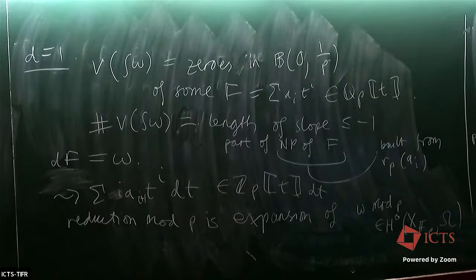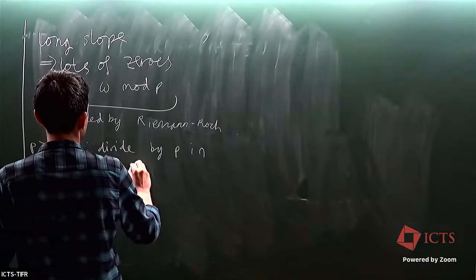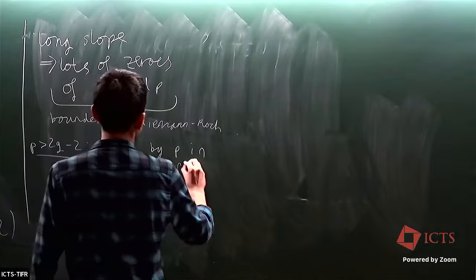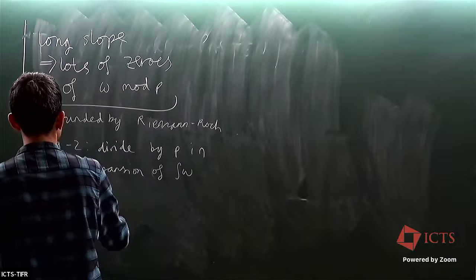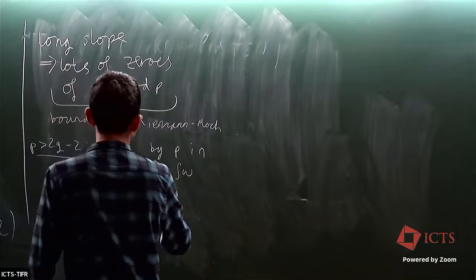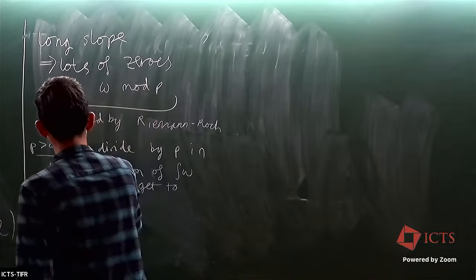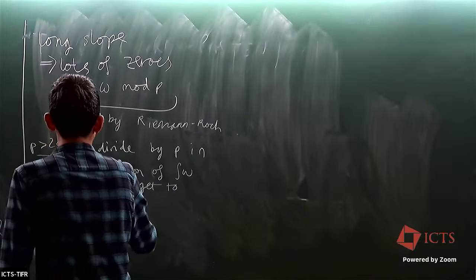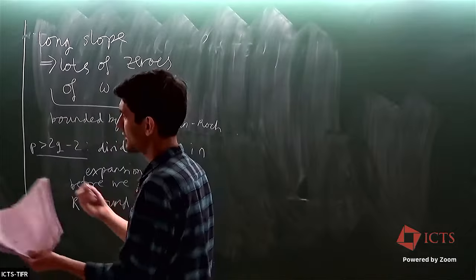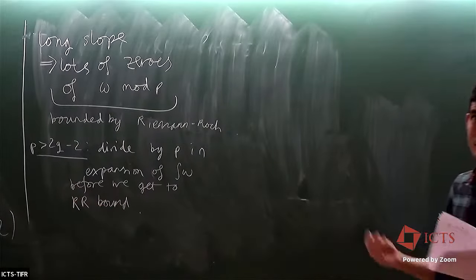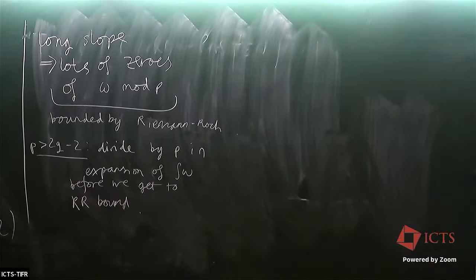We divide by p in the expansion of omega before we get to the Riemann-Roch bound. However, you can still estimate how much you're dividing by p, and that's basically where the log p comes in.